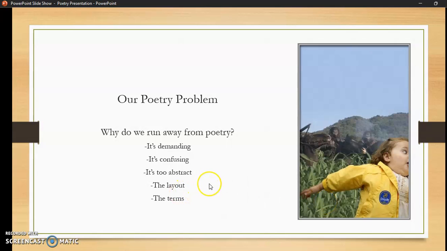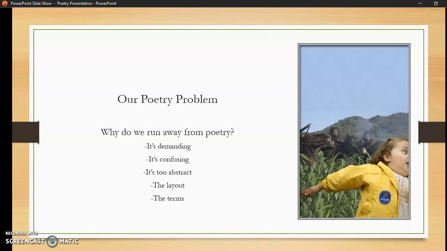And also the layout. I hear this from students as well. Poetry looks weird on the page. It's not written like an article. It's not written like a story. Sometimes lines are scattered all over the page. There are page breaks. It just looks weird.